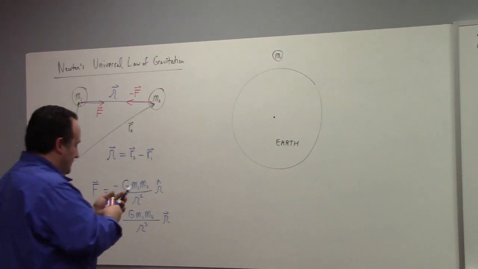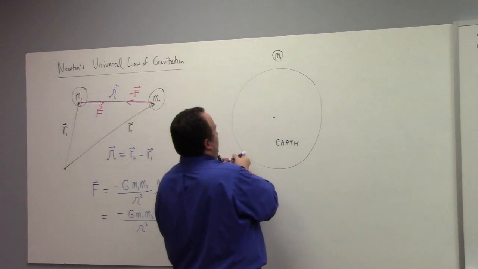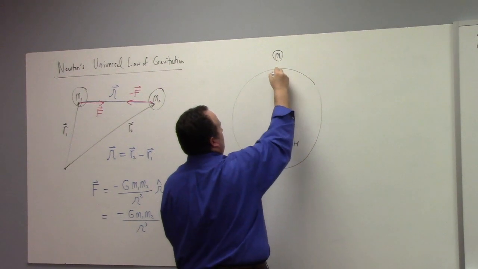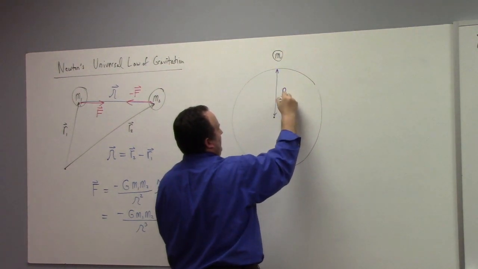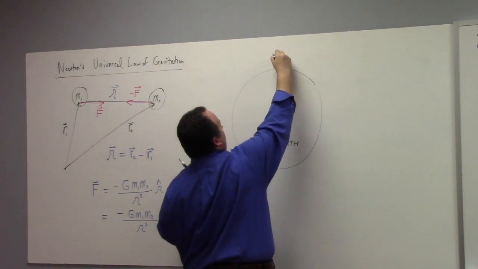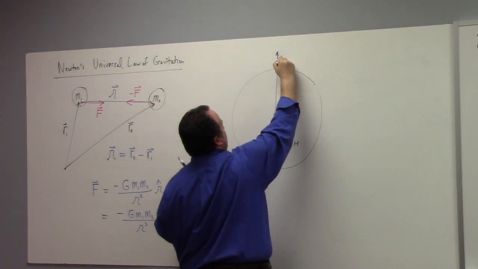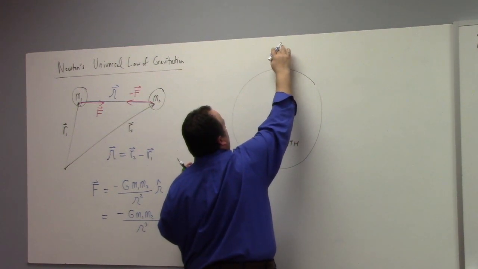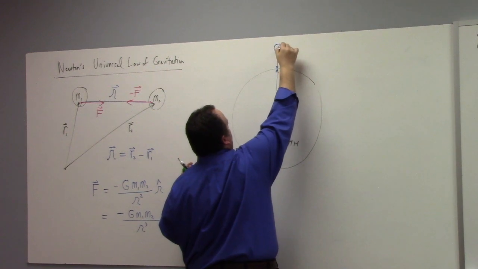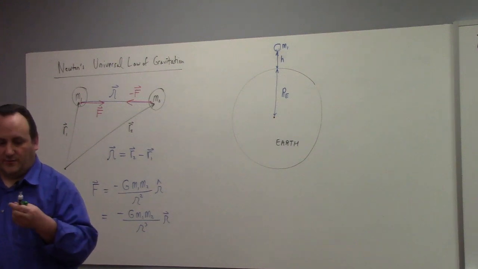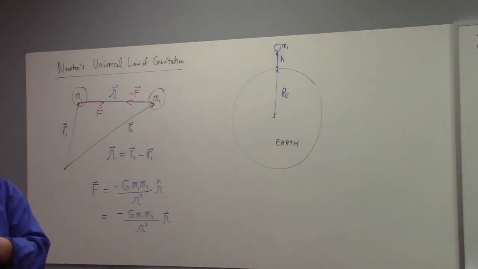And in that context, this distance right here, what is this distance? This would be the radius of the Earth, right? And then mass 1 up here, that's what we call altitude, h. M1's up here. And of course the force of gravity is attractive, right? And you know what it does. We've all experienced this, right?